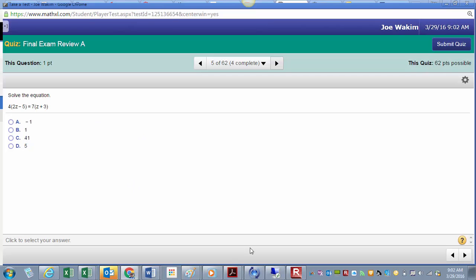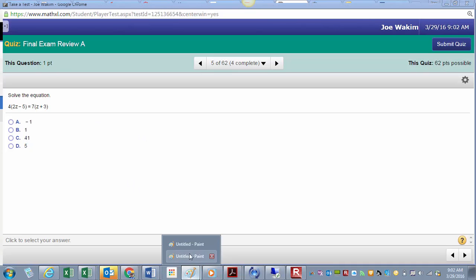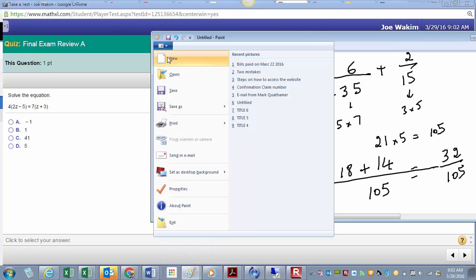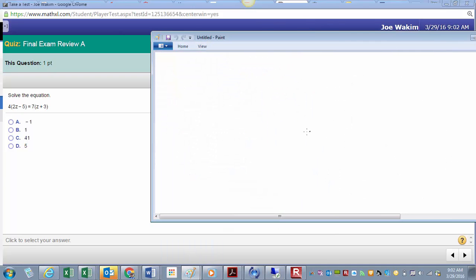Solve the equation. Okay, to solve this equation, we need to distribute, and then we need to isolate the letter z. Okay, let's distribute. 4 times 2z is 8z. 4 times -5 is -20. 7 times z is 7z. And 7 times 3 is 21.